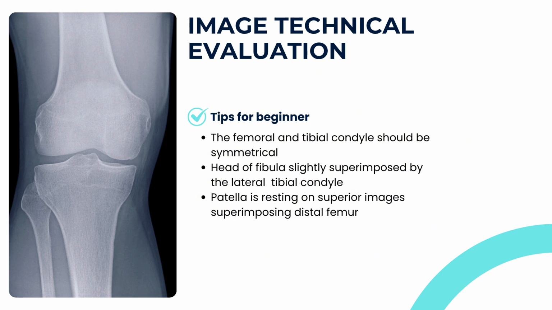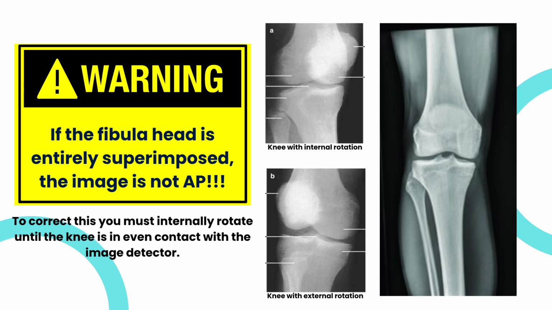Any asymmetry or misalignment indicates incorrect technique and may require a repeat image. Here's a critical reminder for anyone positioning an AP knee. If the fibula head is completely superimposed, the image is not an AP projection. This usually happens due to external rotation of the leg.